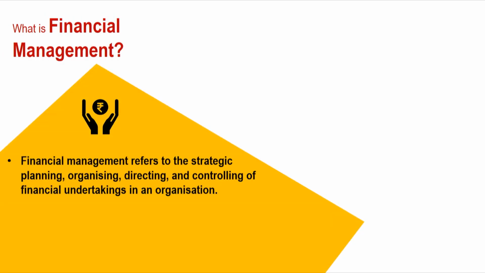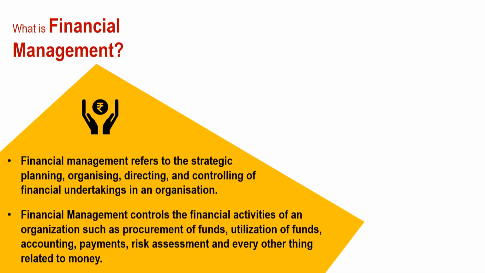Well, the financial management refers to the strategic planning, organizing, directing and controlling of financial undertakings in an organization. The primary objective of the financial management process is to optimize the financial and economic benefits of an investment. Financial management controls the financial activities of an organization such as procurement of funds, utilization of funds, accounting, payments, risk assessment and every other thing related to the money.